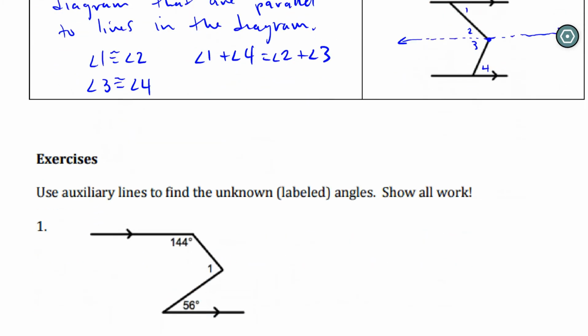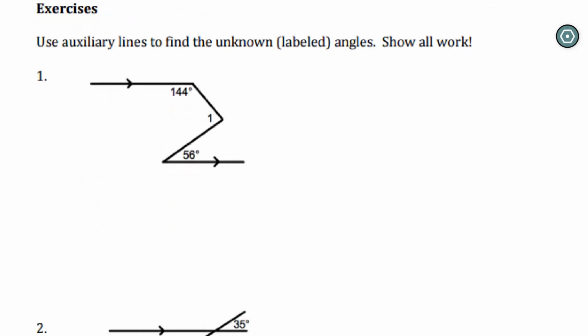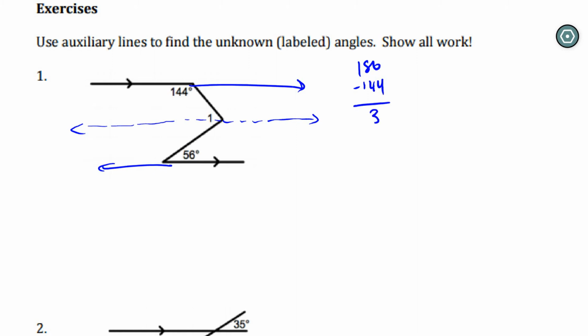So let's jump right into one. If I have this diagram, I can extend these two parallel lines and I can draw in my auxiliary line. Now, if I just look at the two top lines, I see this 144 and this part of angle 1, they're on the same side of the transversal. That means they're supplements to each other. So because that part of angle 1 and the 144 are on the same side of the transversal, if I do 180 minus 144, that gives me 36. So that means this angle here is 36.